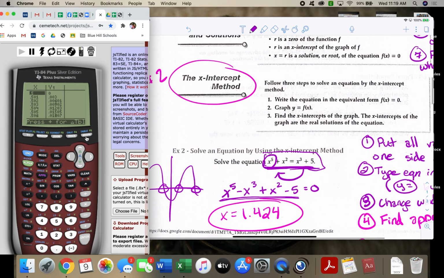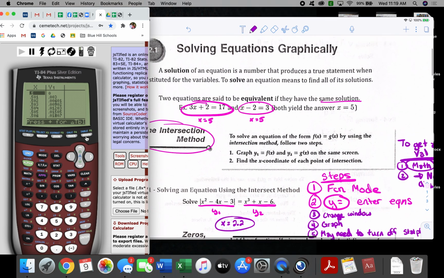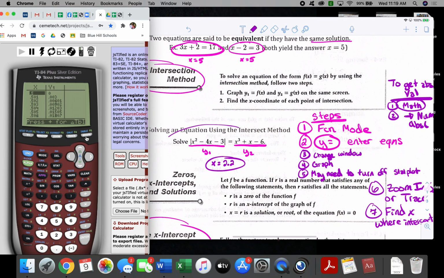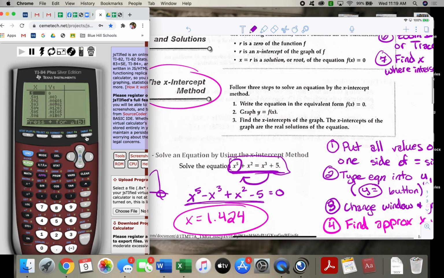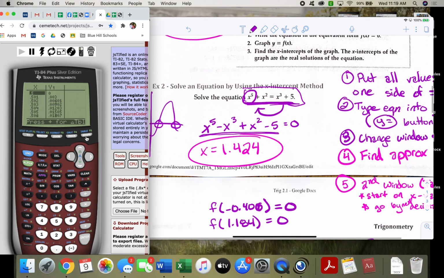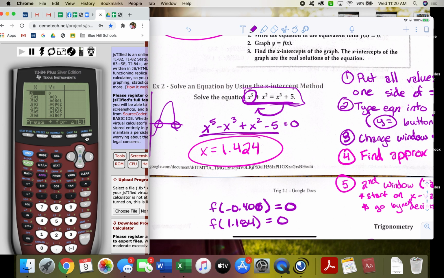So, just a little review. When you're doing the intersection method, these two guys you're plugging in for y1 and y2, and you have two equations you want to find where they intersect. For the x-intercept, you move everything to one side if it's not already, and try to find where it's equal to 0. Okay? Good? Lots of stuff.